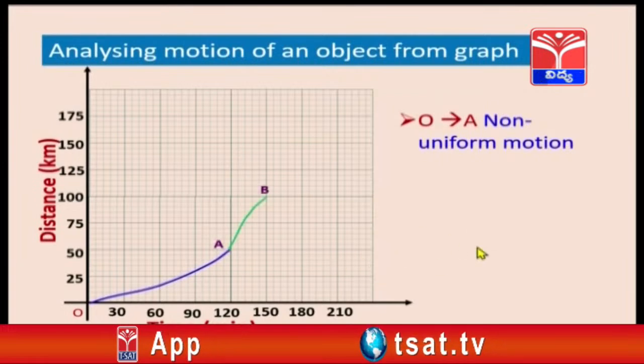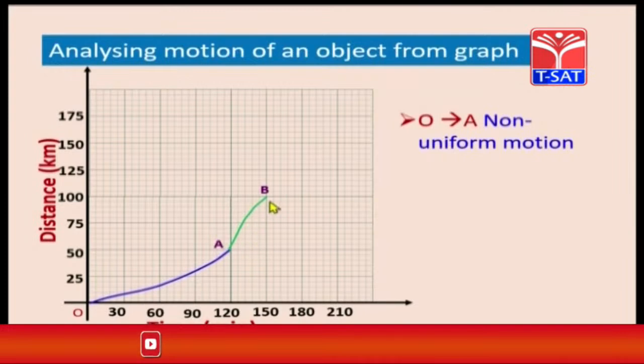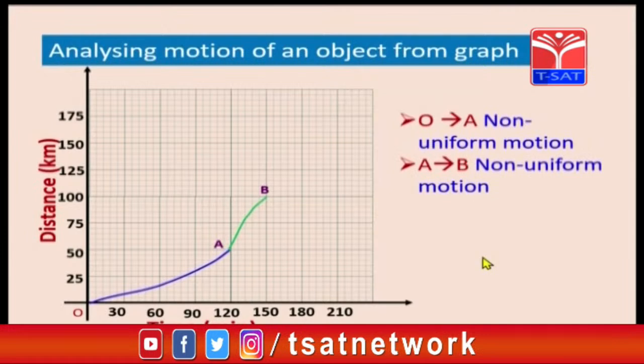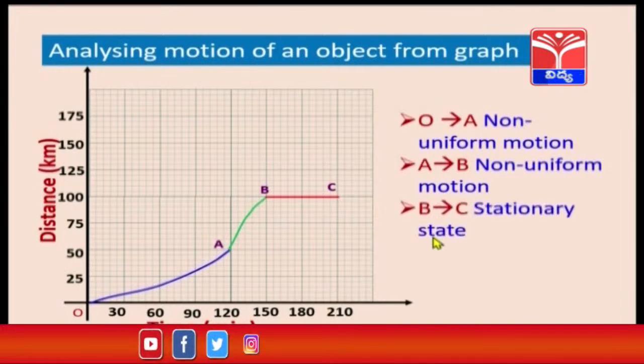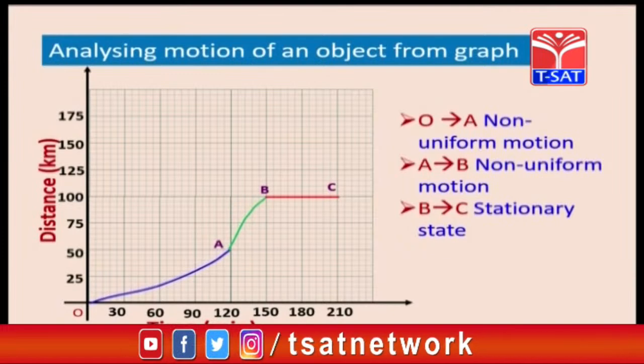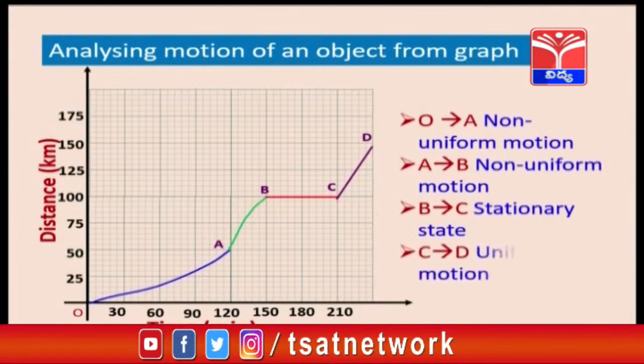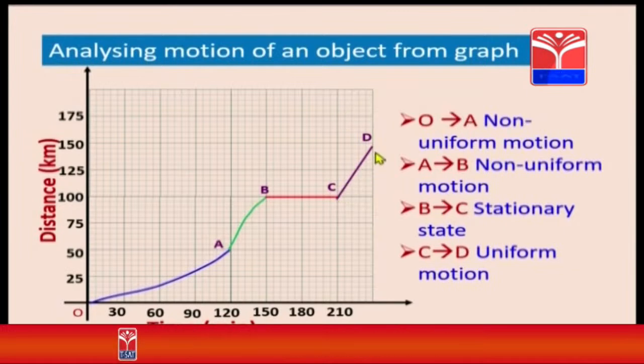A to B, again it is a curve. It means what? It is again non-uniform motion. B to C, what do you observe? Here a straight line parallel to the x-axis. Means what? B to C is in a stationary state, which means it is at rest. And C to D, yes, it is a straight line, it is a uniform motion.